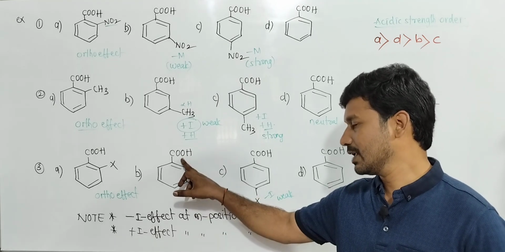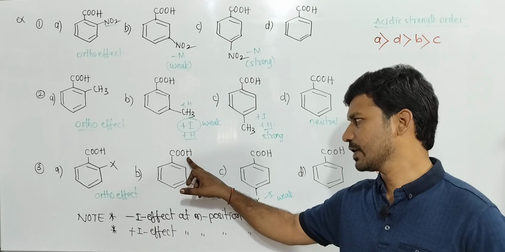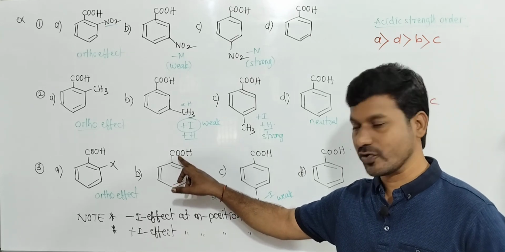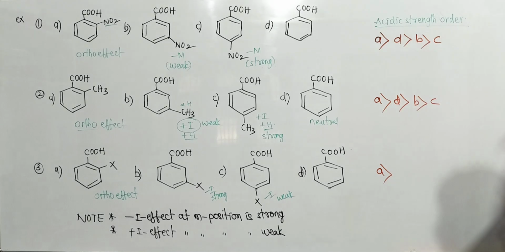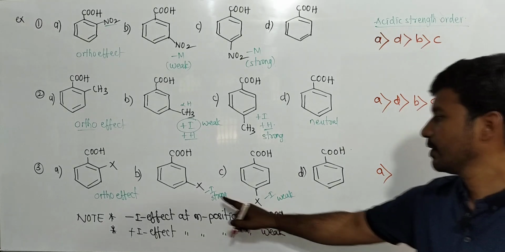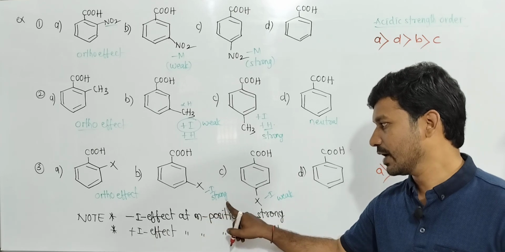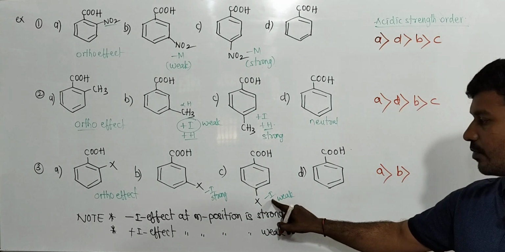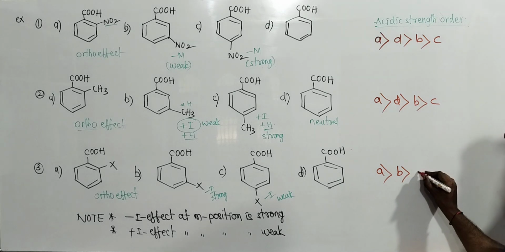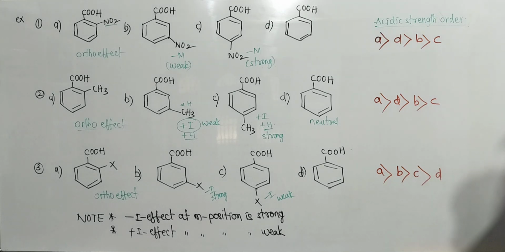A -I group increases the stability of the conjugate base, the benzoate ion. After donation of the H+ ion, the conjugate base is the benzoate ion, an anion stabilized by a -I group. That is why, which is the stronger acid between these two? The -I effect is a favorable effect at a stronger position. Next, a favorable effect at the weaker position. There is no favorable effect, so D. So in this way we do it.